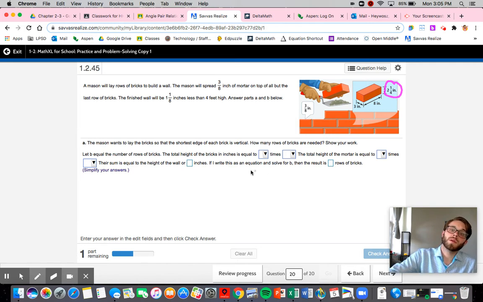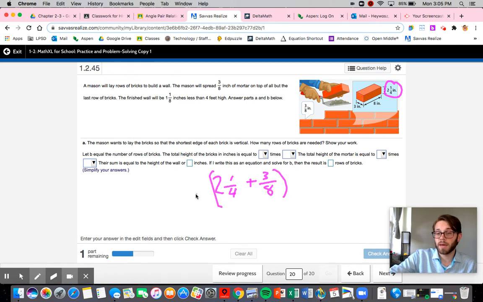So essentially what we have to ask ourselves is each row, we're getting a 2 1/4 inch height from just the brick, right? So from the first row, I have 2 1/4 inches from the brick itself. But then on top of that I'm putting 3/8 of mortar. And I'm doing this for however many rows I have, right? So if I had 7 rows, I would do this 7 times.